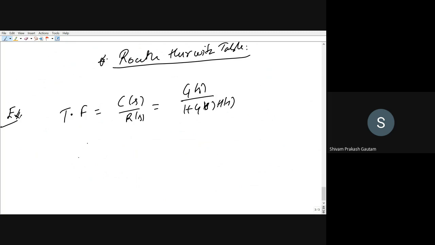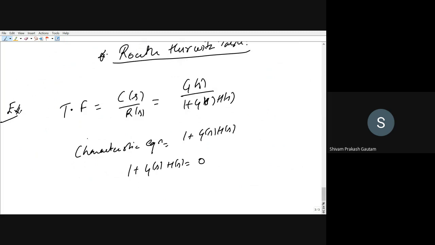So the characteristic equation will be 1 plus G(s)H(s), and when you equate 1 plus G(s)H(s) equal to 0, you will get the poles of the system, right? For a unity feedback system, H(s) will be equal to 1, so the characteristic equation becomes 1 plus G(s) equal to 0. This is for unity negative feedback.